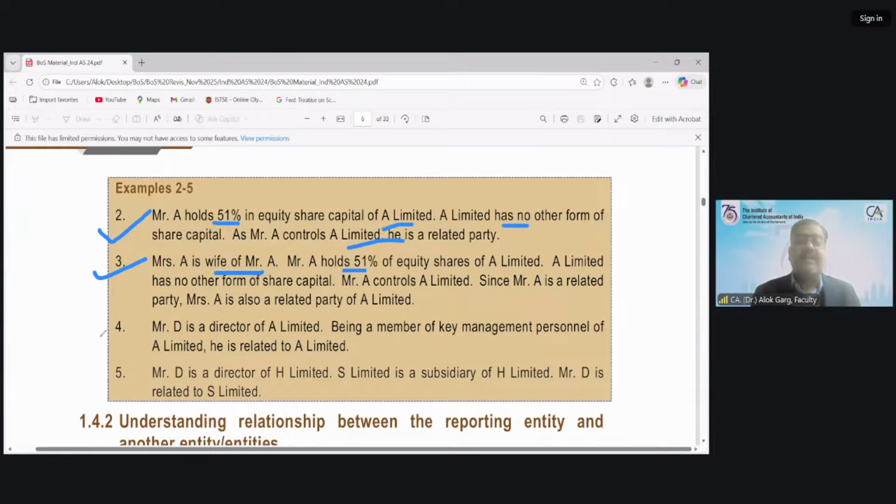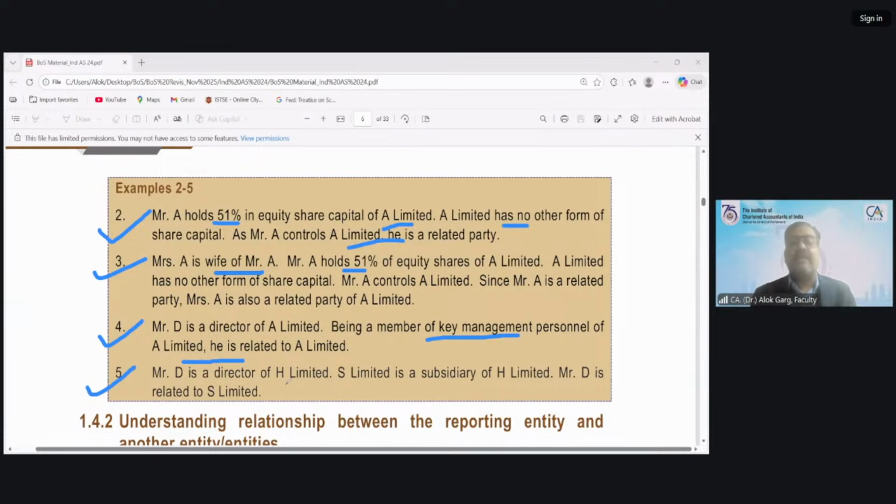Mr. D is a director of A Limited, right? Whether Mr. D is a related party to A Limited? Yes, sir. Since he is a director, he is a KMP of A Limited. He is a key managerial personnel of A Limited, and hence he is related to A Limited.